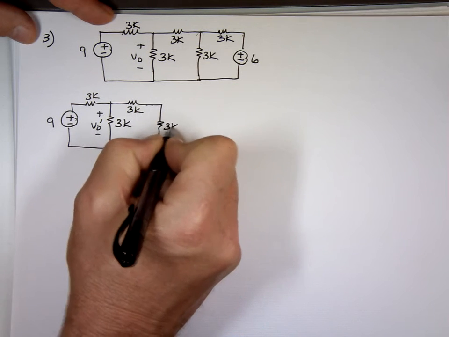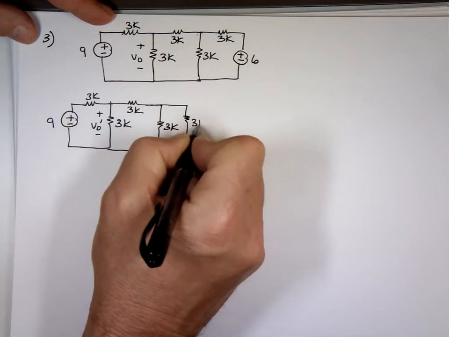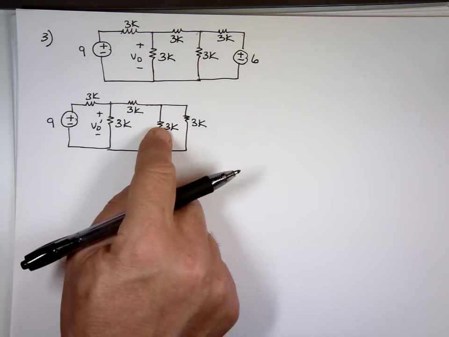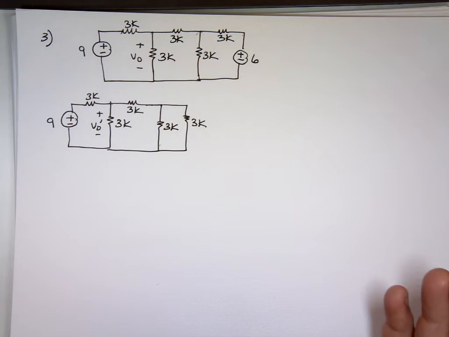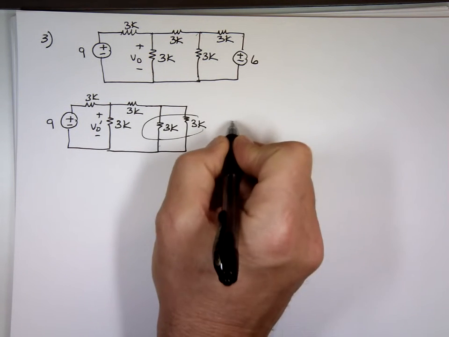So that's going to make it 3K in parallel with 3K. And you can still simplify that more. What's 3K in parallel with 3K? When they are equal, it's half the value. So the equivalent of that is half of the number. So I got this.